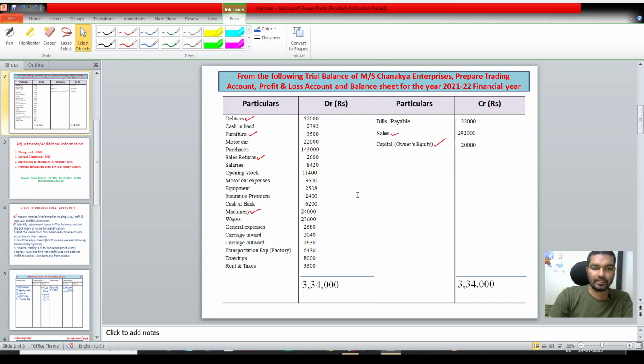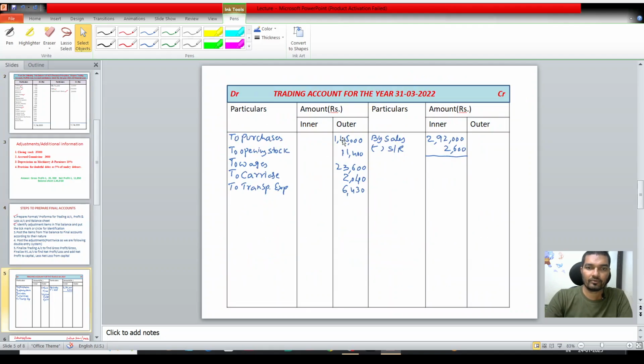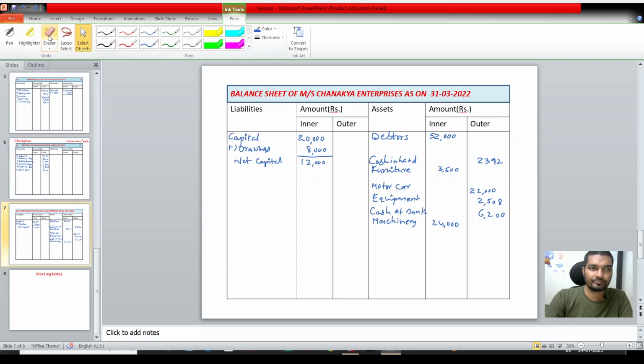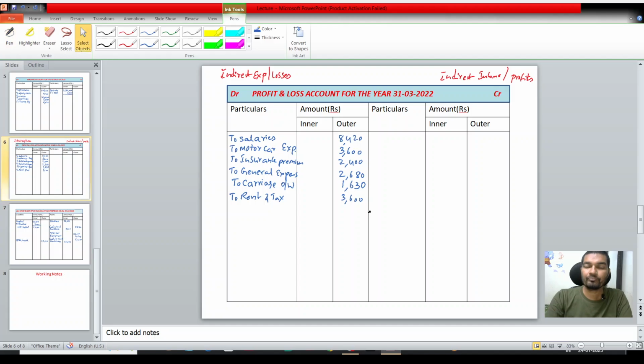So all the debit side amounts we have posted to the trading account, P&L account and balance sheet. Even capital we entered. Only two items are left over. First one is bills payable. We have to consider bills payable is a liability. So we have to give some gap here to do adjustment. Bills payable, liability, no adjustment, directly we can show the amount in the outer column.